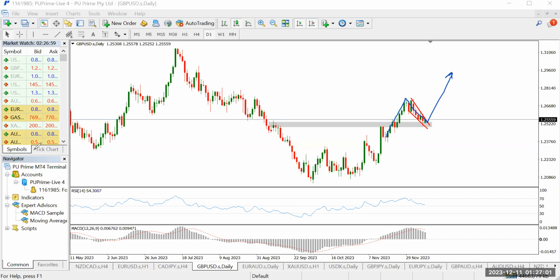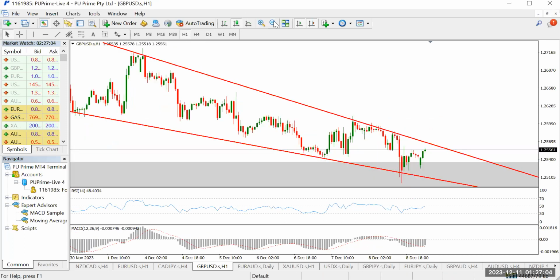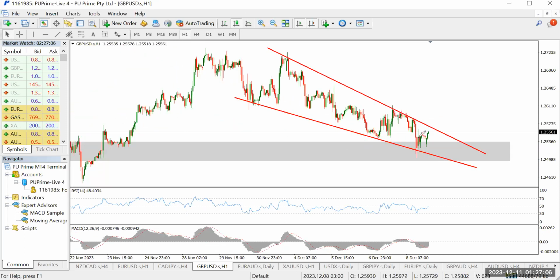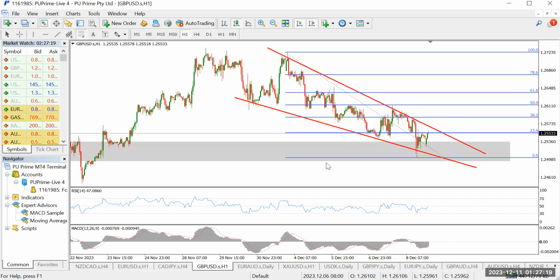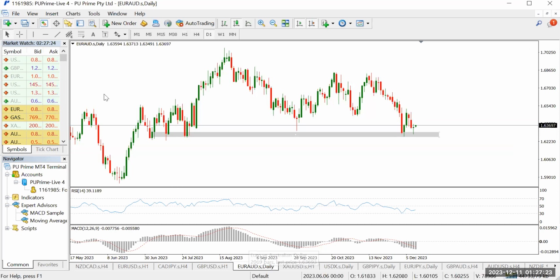So if we flip down to the 1-hour time frame, we have a falling wedge here, and we expect price to break out upwards from this to take a bullish trade on GBP USD. And we can also use our Fibonacci levels to set our take profit level for this particular call. So I'm bullish biased on GBP USD, and also Euro AUD.